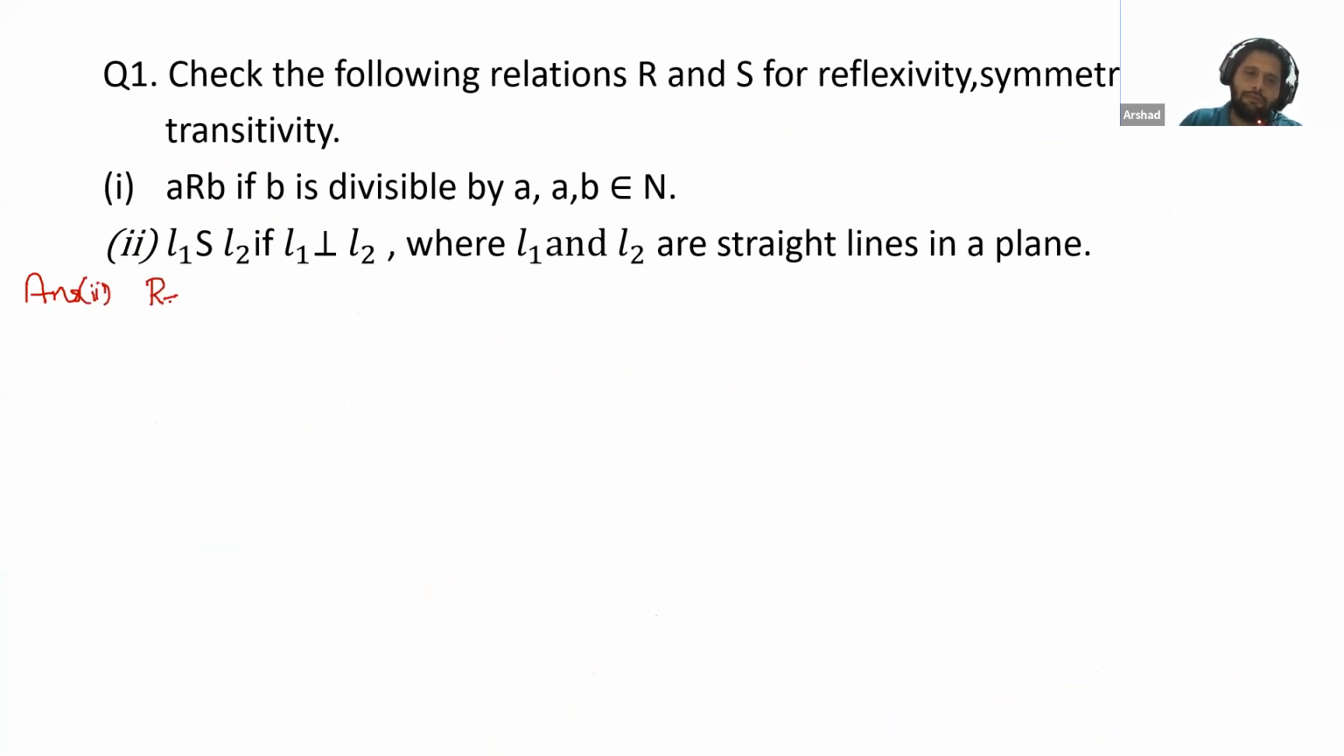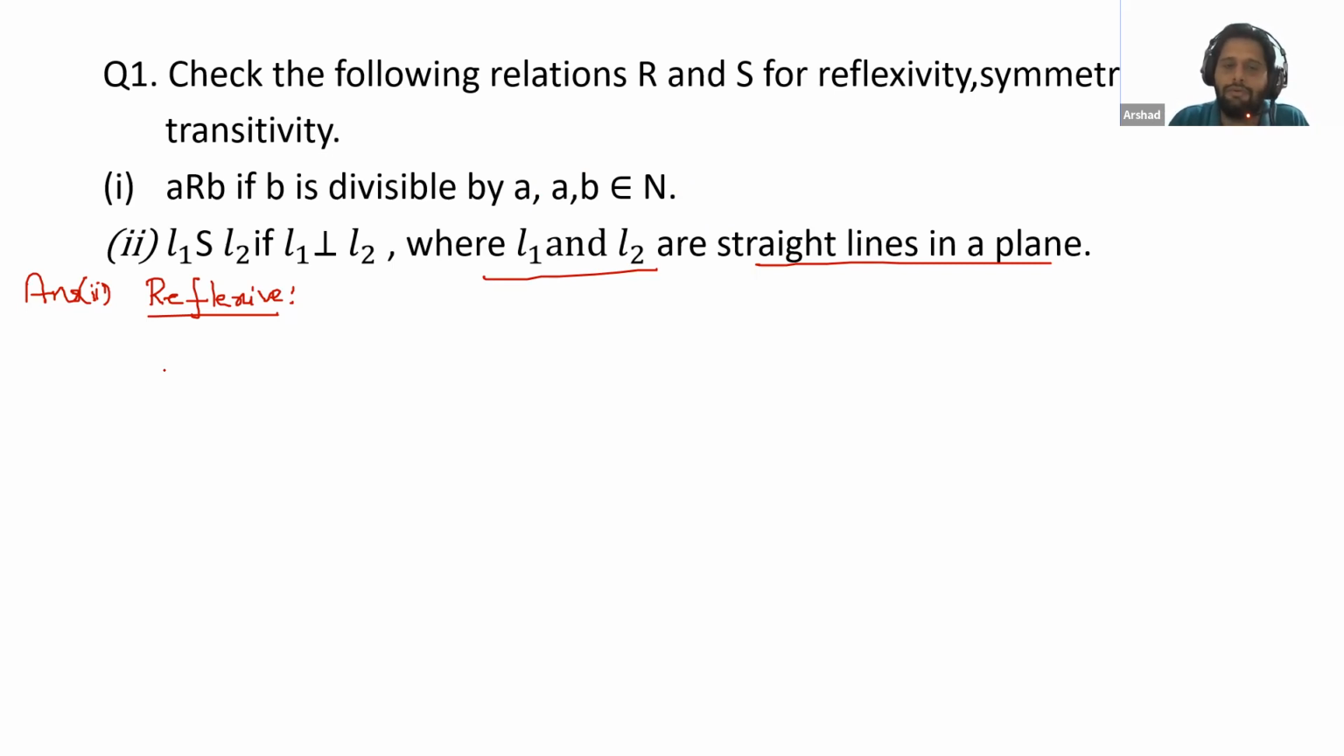We will first check for reflexive. What is the question? L1 is perpendicular to L2, where L1 and L2 are straight lines in a plane. They have not given us the set. For example, in the previous question, they gave the set as natural numbers. Here, in place of a set, they have written in language what L1 and L2 are: straight lines in a plane. So what we will do is first assume a set.